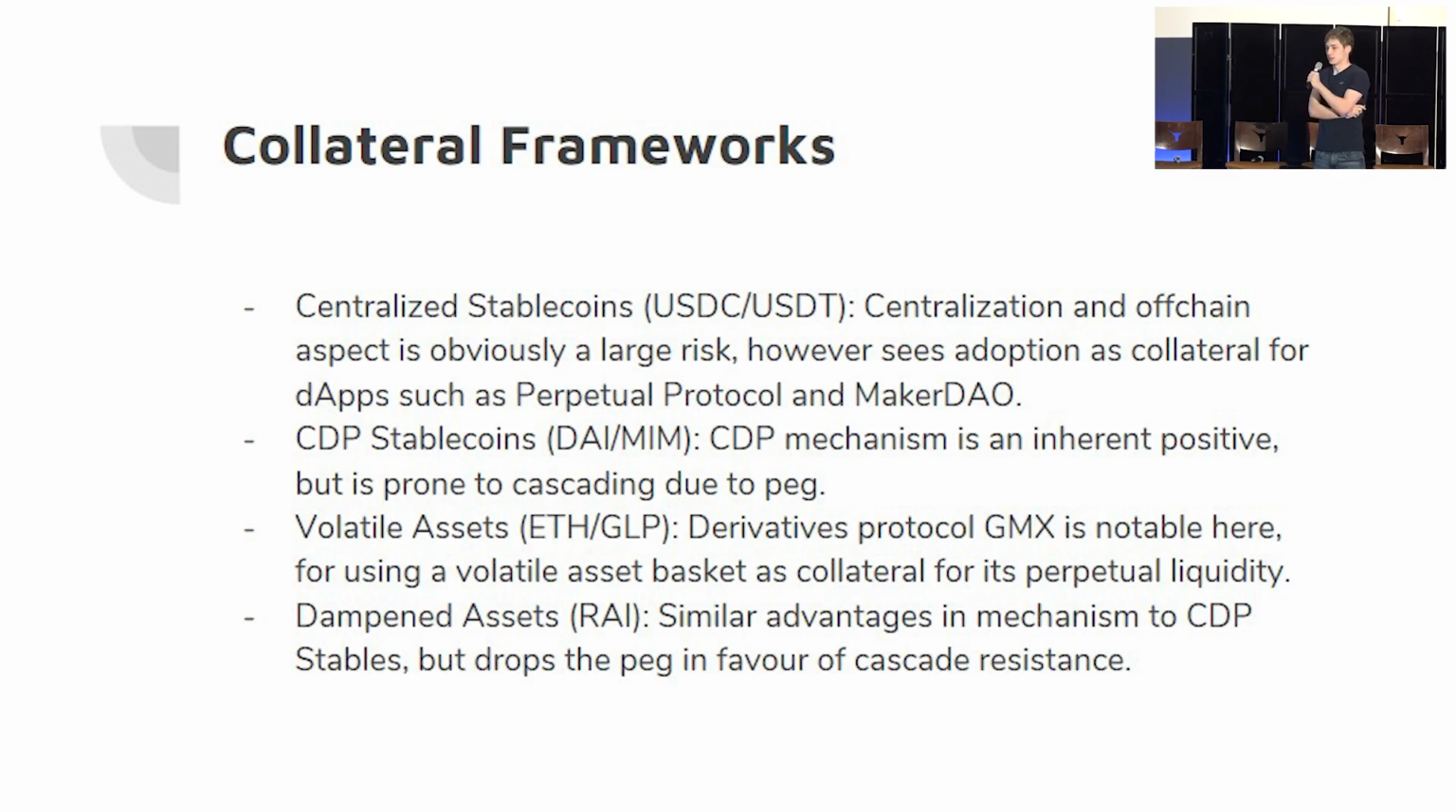I bring this up because of mainly GMX. Don't know how many of you are familiar. It's a derivatives protocol on Avalanche and Arbitrum. It's enjoyed quite some success during the bear market, and notably it uses volatile assets. It uses a sort of mixture called GLP, but it's comprised of Bitcoin, Ethereum, AVAX. So you can use a volatile asset sort of as collateral.